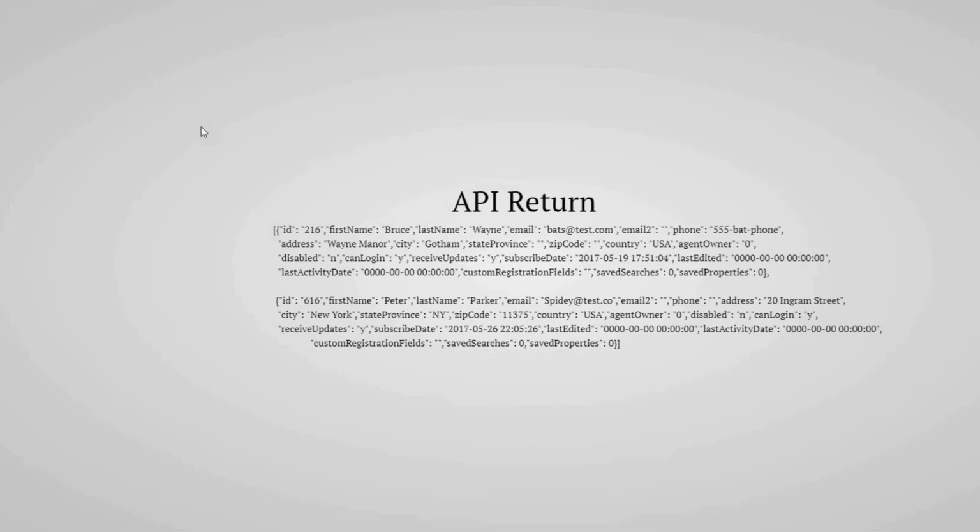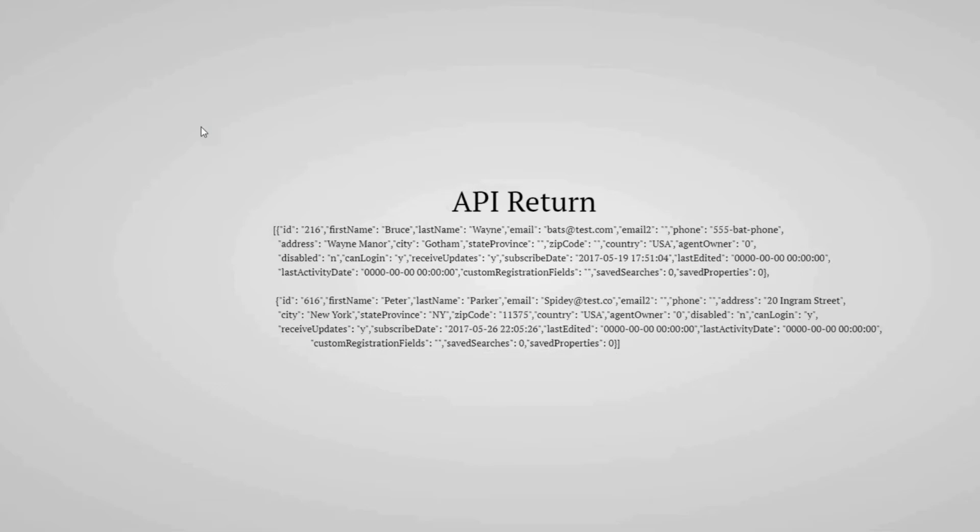The subscribe date, last edited: the subscribe date would be when they became a lead. The last edited would be the last time they edited their information. The last activity would be the last time they took an action, saving a property, for example. Custom registration fields is any registration field that you have added to our system on the lead capture form. That's where that would show up.